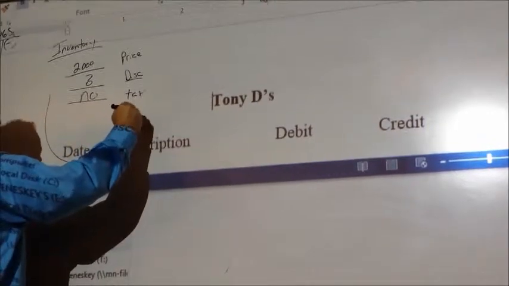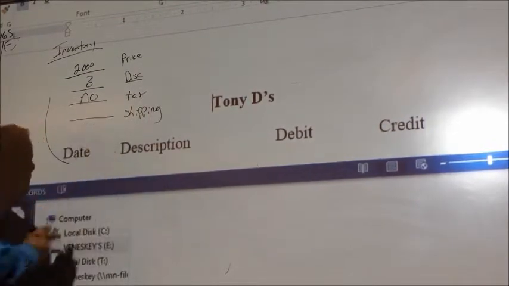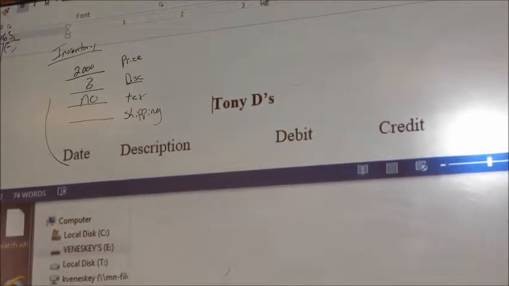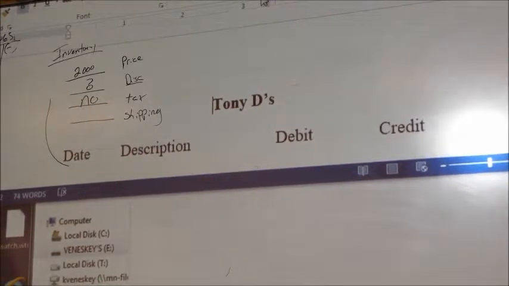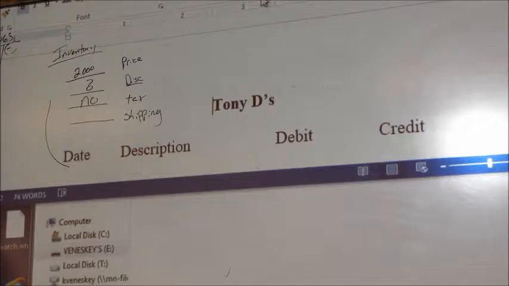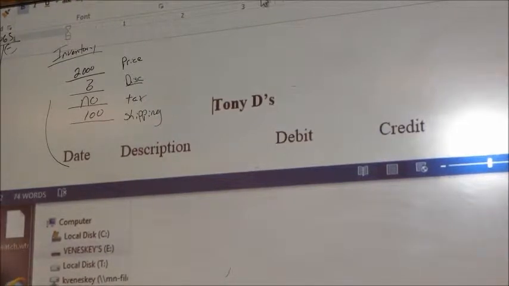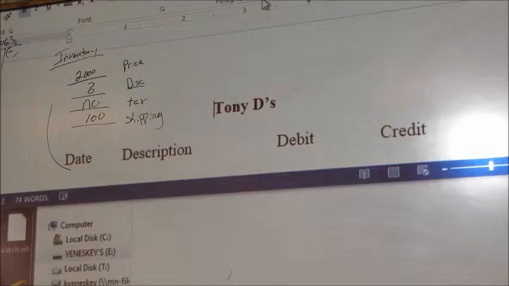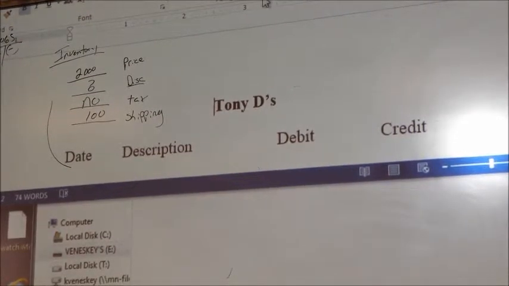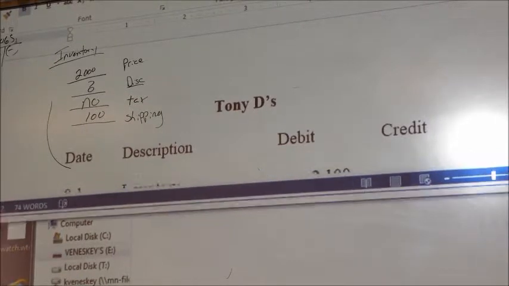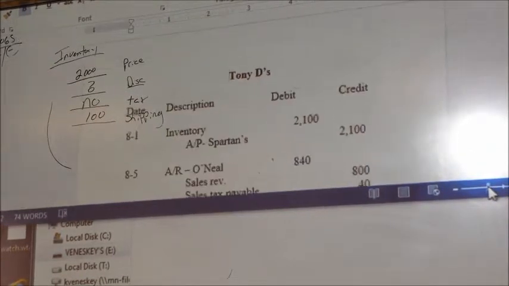And then FOB shipping point is $100. So now we need to determine, is there shipping? And if there is, is it my responsibility or the seller's responsibility? Shipping charges amounted to $100. FOB shipping point. That means who ultimately pays? Buyer or the seller? The buyer, me. So yep, shipping's going to be included in my inventory price. Therefore, what did I get? Inventory, $2,100.